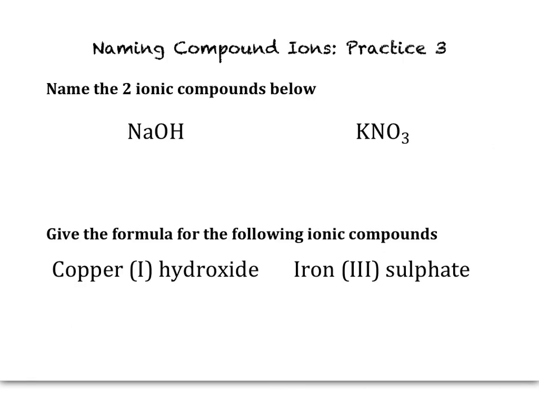Time for a few more practice questions. Name the 2 ionic compounds below: NaOH, KNO3, and give the formula of the following ionic compounds: copper 1 hydroxide and iron 3 sulfate. You should now pause the video and work out the solutions on a separate piece of paper. I will, as usual, give the solutions on the next slide. Please pause now.